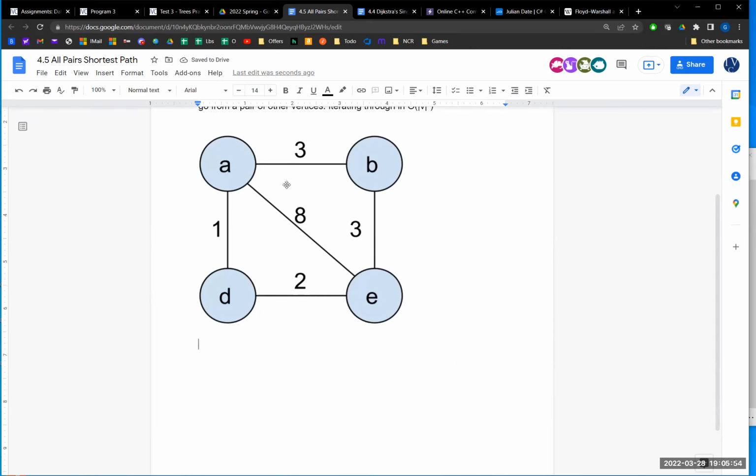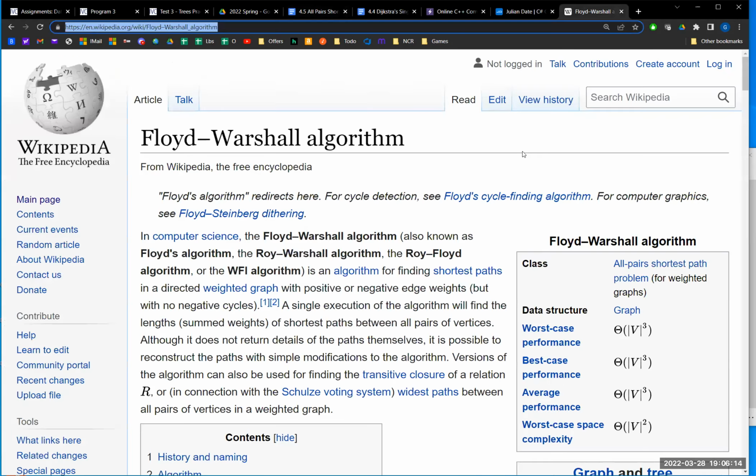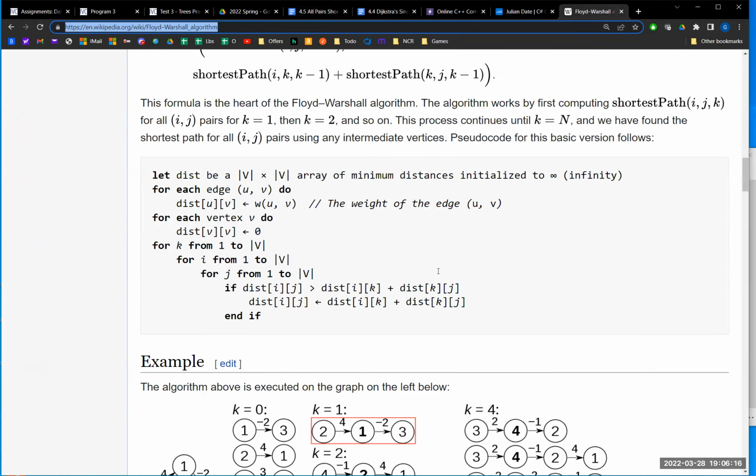We use this data to work from, right? So the shortest path from A to B, the shortest path from A to D, the shortest path from A to E, the shortest path in the reverse, B to A, B to E, et cetera, B to D, right? It doesn't have a direct connection, so we have to figure that out. Let me go grab the pseudocode to show you on the screen here.